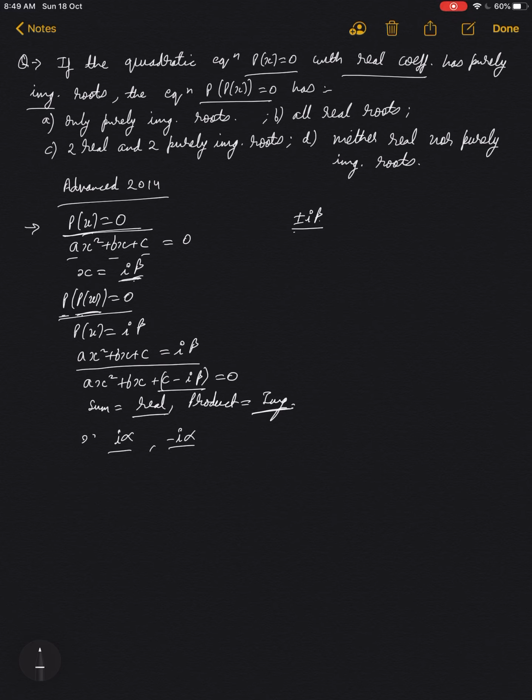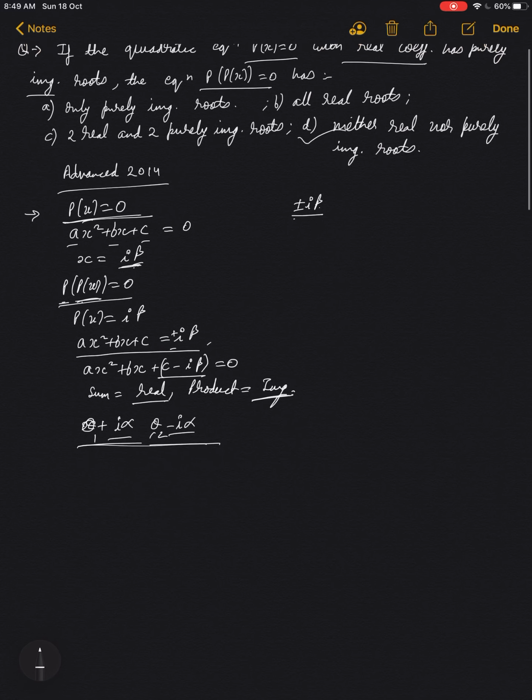Let us say theta plus iota alpha, theta minus iota alpha. It should be something like this, theta 1, theta 2, because the real part need not be equal. That means we conclude that roots are not purely imaginary and they are also not real. That means they are neither real nor purely imaginary. Same thing will happen when we take minus iota beta. Then also we will get two roots which are neither real nor purely imaginary. So answer is D, that is roots are not real and not purely imaginary.